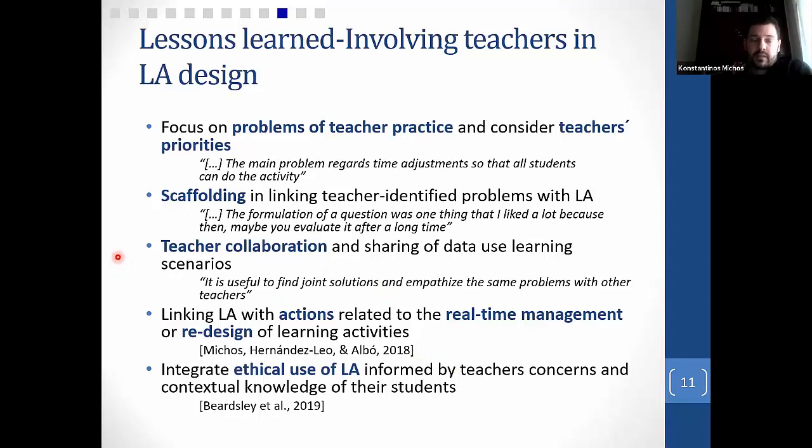For instance, the first important point is the need to focus on problems of teacher practice and consider their priorities, for example, classroom or time management. The second point refers to scaffolding, and this needs to be done between the problems that teachers identify and the learning analytics. This scaffolding might be part of a teacher professional development program or a building tool. For example, it could be linked to a learning analytics dashboard.